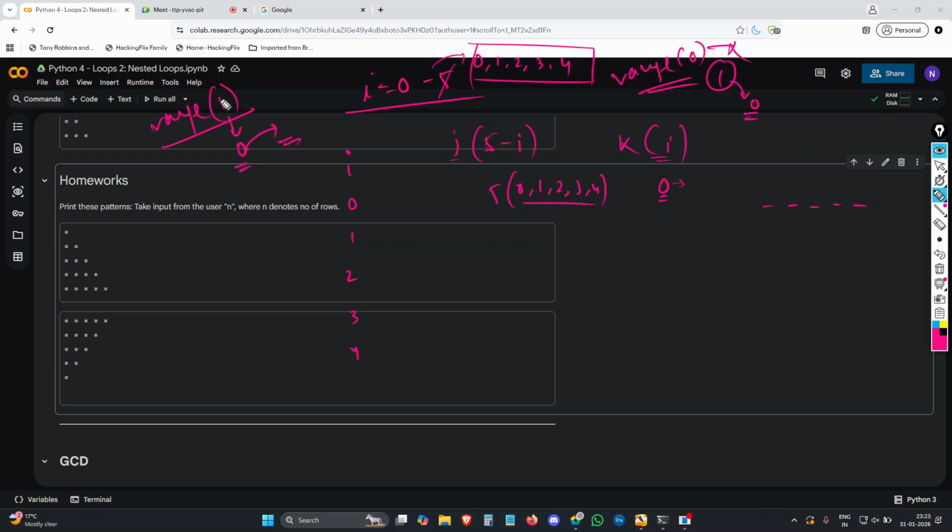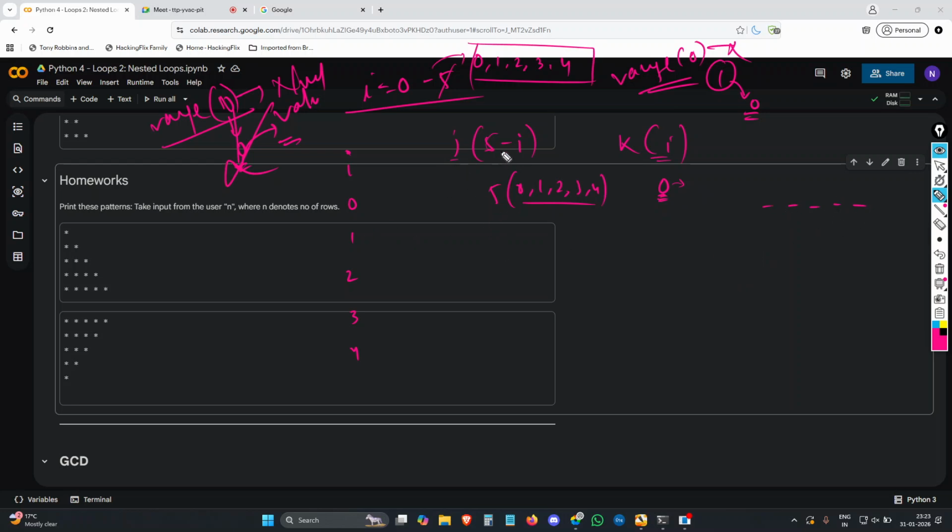For 0, it will print something. But for range of 0, what will it print? It will print nothing. It will have no values. It will have a null value, right? So if my range itself becomes 0, will it print anything? So nothing. So what will my pattern become? It will become something like this.